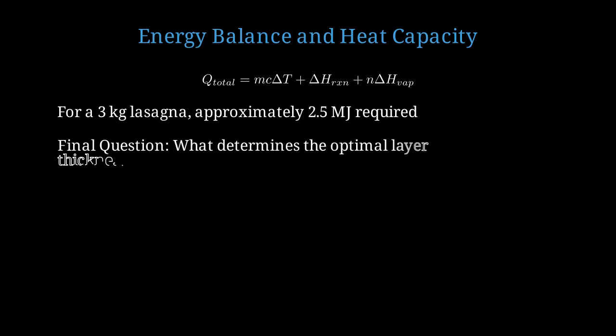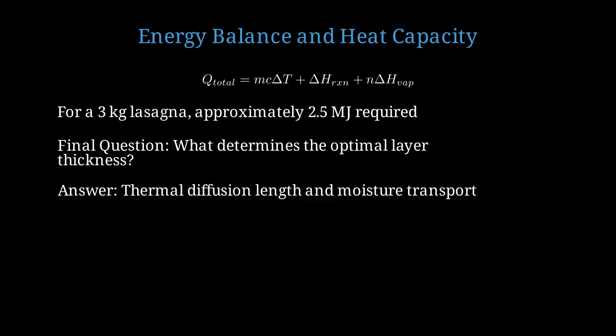Our final question: what physical principles determine the optimal thickness of each layer to achieve uniform cooking and optimal texture? The answer involves two length scales. First, the thermal diffusion length, given by the square root of thermal diffusivity times cooking time, should be comparable to total thickness. Second, moisture must diffuse through pasta sheets in the available time, governed by Fick's law.